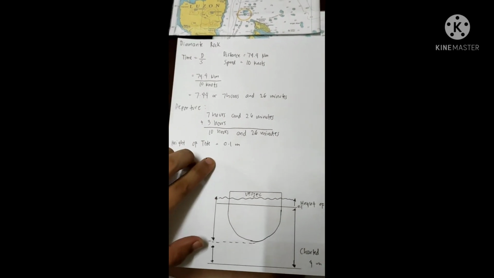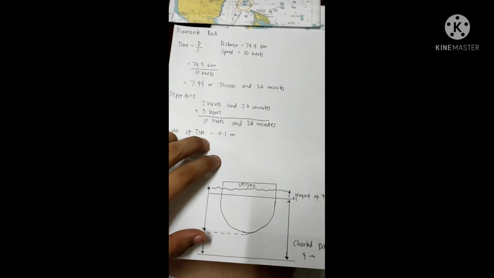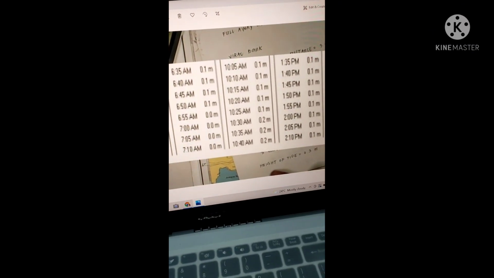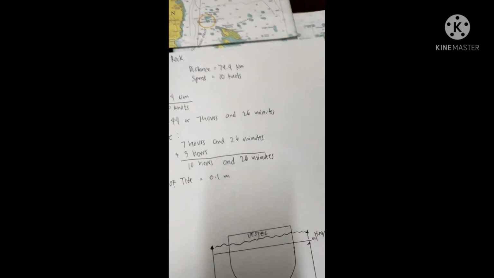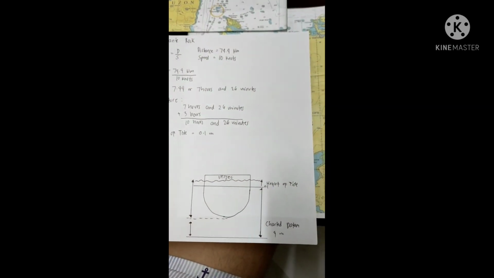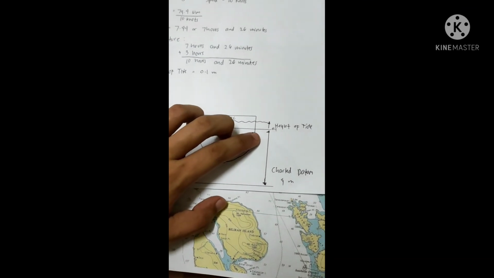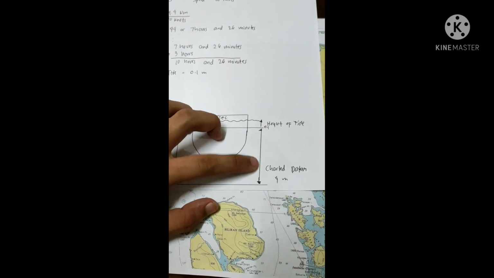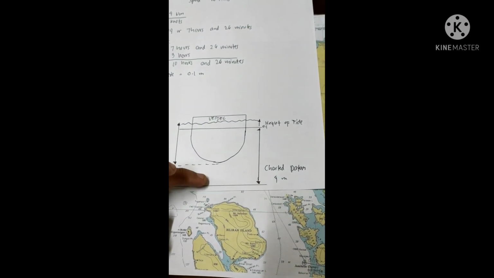In order to determine the height of the tide, we will search it in the tide table. I will show you the tide table. This one, 10 hours and 26 minutes, the tide table gives 0.1 meters. The last one is the illustration of the Diamante Rock. This is the vessel, this is the height of the tide, this is the charted datum, and this is the UKC, the under keel clearance.